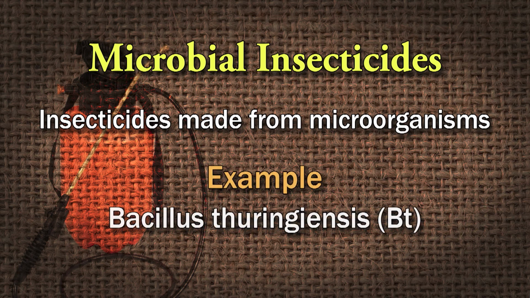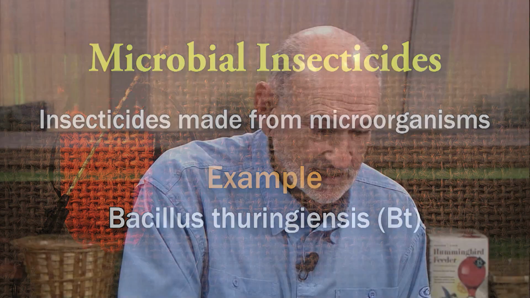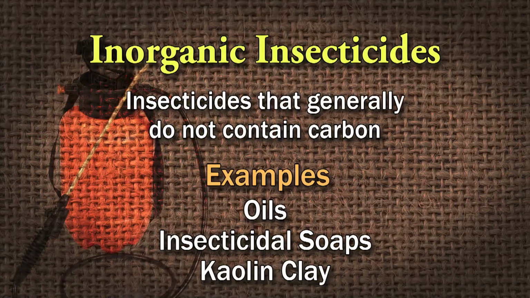But microbials are very, very interesting. That's Bacillus thuringiensis, BT. This has been around for years and years. It's very, very safe for the environment, safe for pollinating insects. The microbials are generally very specific as to the type of insect they kill. The Bacillus thuringiensis kills caterpillars, and it doesn't harm bees, humans, or other beneficial insects.